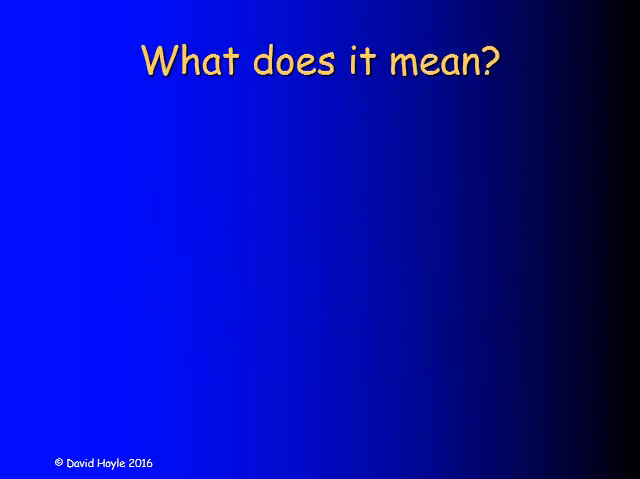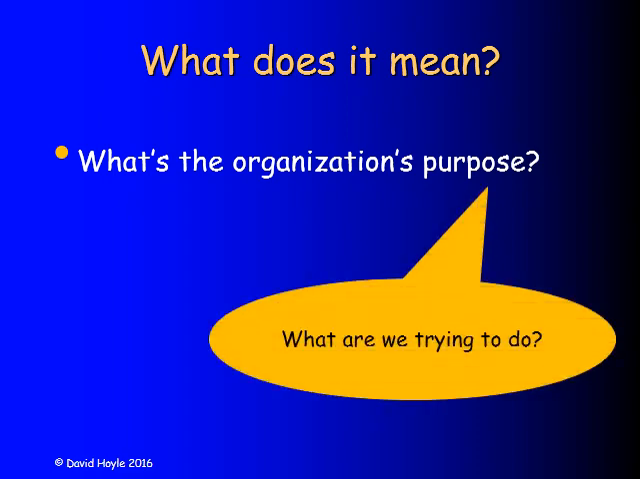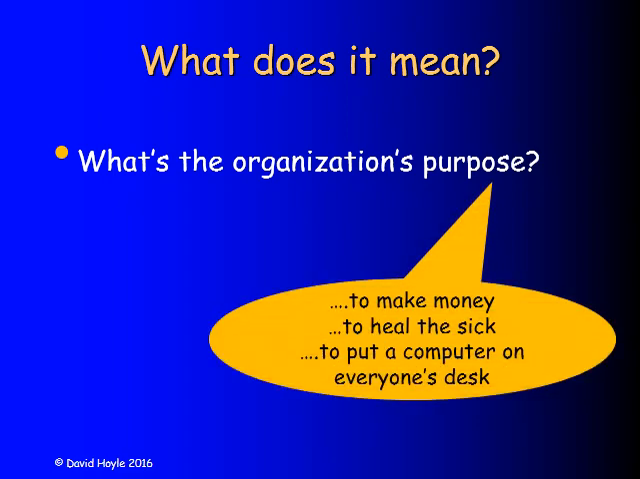The second term we need to explain is an organisation's purpose. It's rooted in what it's trying to do. Examples of which might be to make money, to heal the sick, to put a computer on everyone's desk, depending upon top management's perspective. The issues that are relevant are those that are relevant to what the organisation is trying to do.